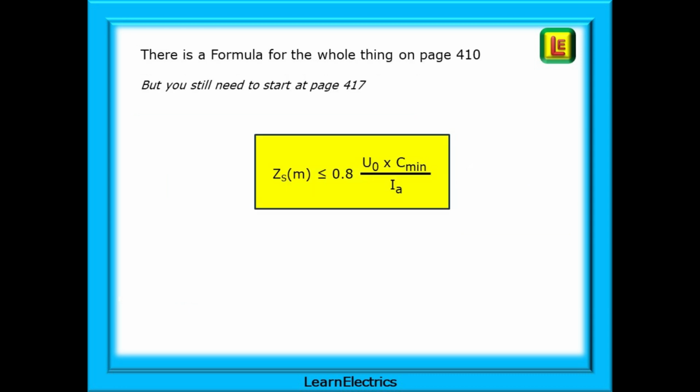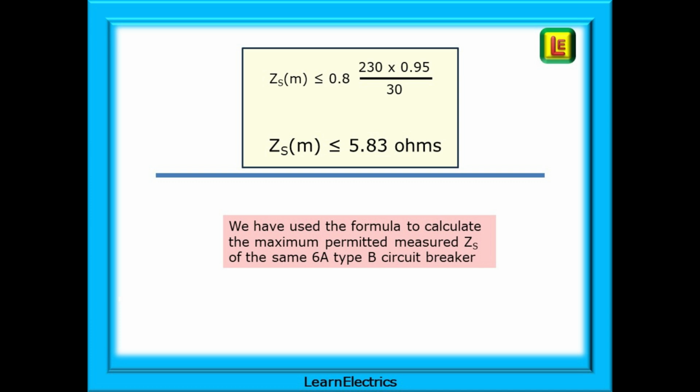You'll find a formula for the whole thing on page 410 of the Amendment 2 Wiring Regs book, and this is shown below. But to use the formula, we will still need to begin on page 417 to find the amps value of IA. We've used the formula from page 410 to calculate the maximum permitted measured ZS of the same 6 amp Type B circuit breaker, and the result is the same 5.83 ohms.